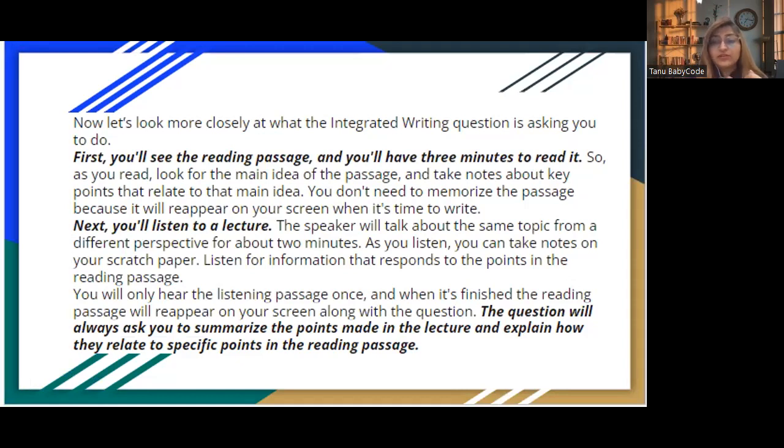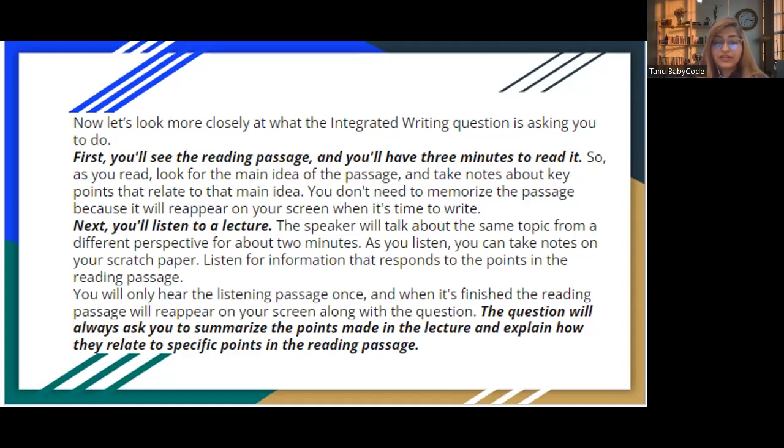Next, when you start listening, the lecture will be about the same topic from a different perspective, and the lecture will be 2 minutes. As you listen, you can take notes on your scratch paper, right? Listen for information that responds to the points in the reading passage. You will only hear the listening passage once. When it's finished, the reading passage will reappear on your screen along with the question.